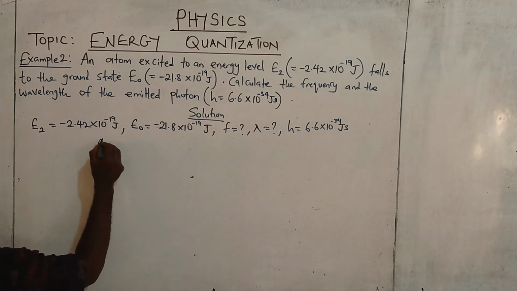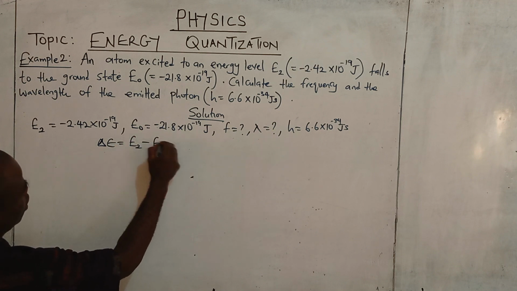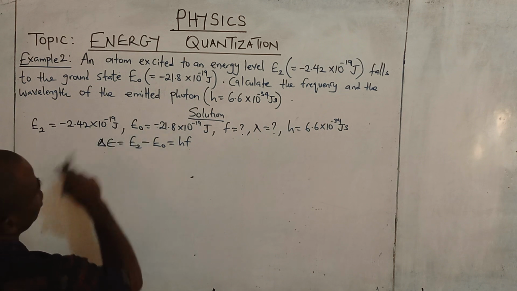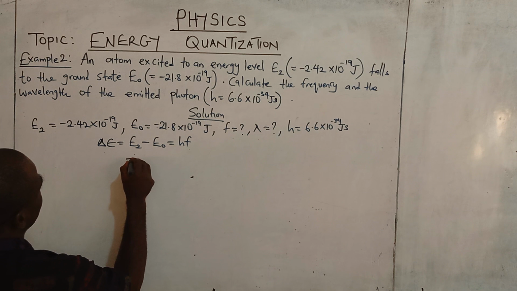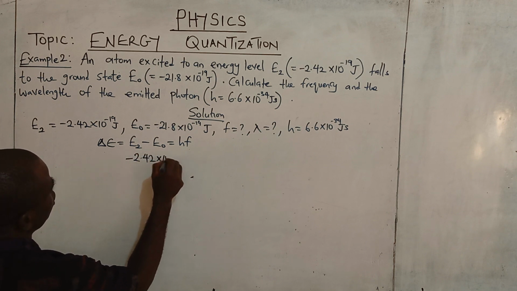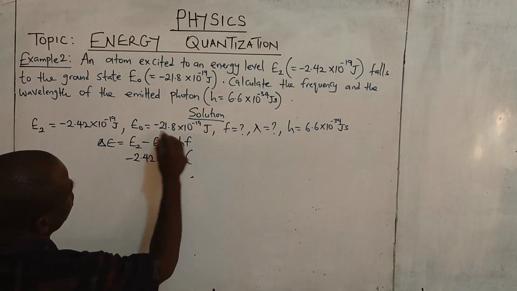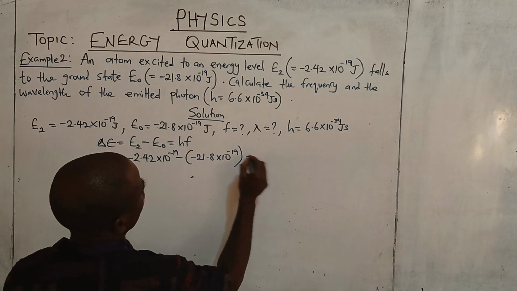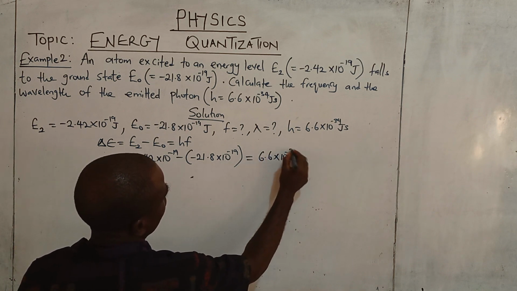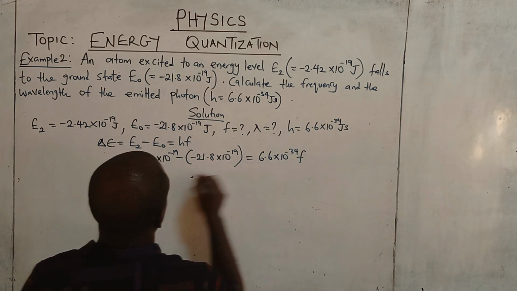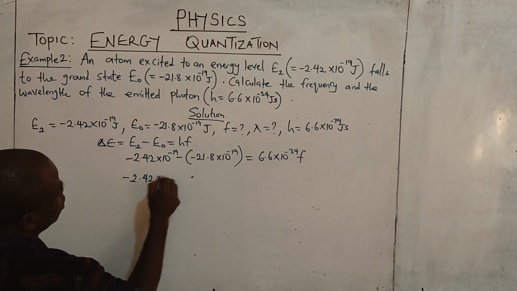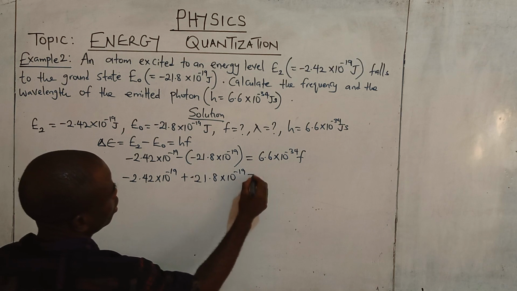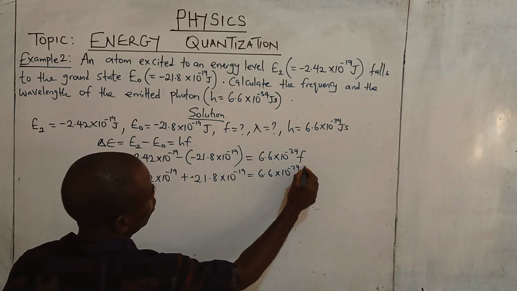Now, change in energy, so E2 minus the ground state equals hf. Since we are given these two energy levels, we are going to subtract them, which is minus 2.42 times 10 to the power minus 19 minus, open bracket, another negative, that's 21.8 times 10 to the power minus 19, close the bracket, equals the Planck constant 6.6 times 10 to the power minus 34 joule seconds times f. Let's solve this: minus times minus is positive, 21.8 times 10 to the power minus 19 minus 2.42 times 10 to the power minus 19 equals 6.6 times 10 to the power minus 34 f.